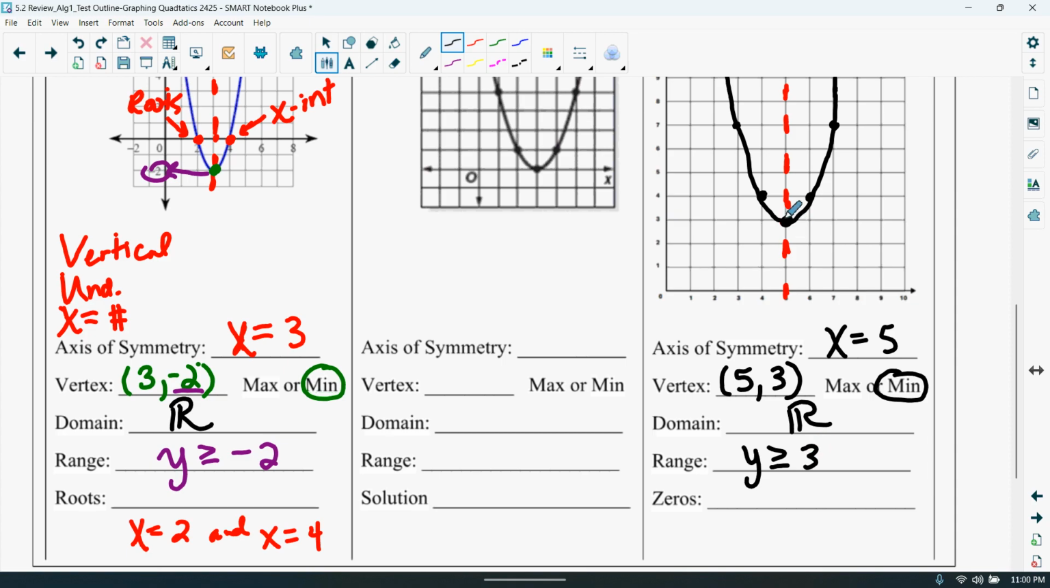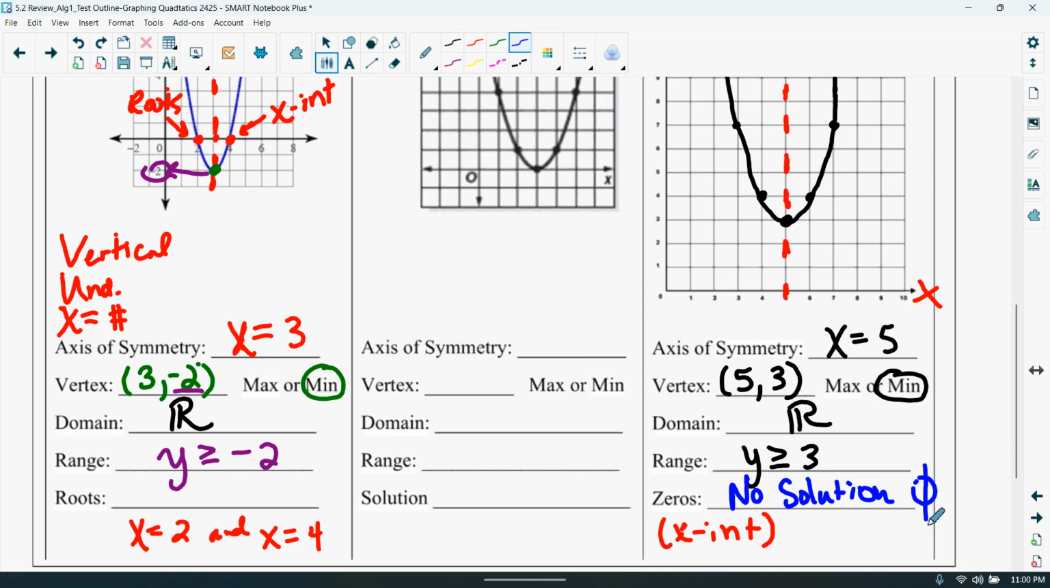And remember, your zeros, or your solutions, or your roots, these are all the same, but it's when it crosses the x-intercept. When it crosses the x-axis, it's an x-intercept. So does this graph touch the x-axis? No, it does not. Okay, so if it doesn't, it is no solution. I heard some of y'all say that. All right, so you can just put the symbol if you want to.